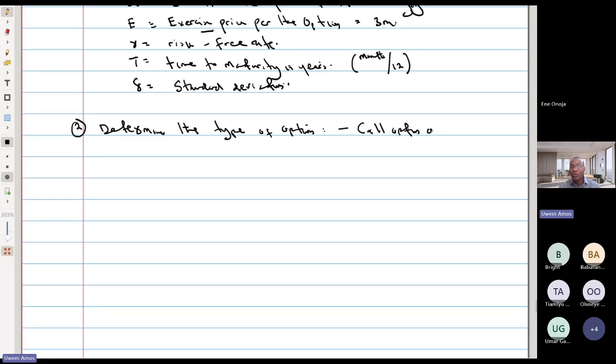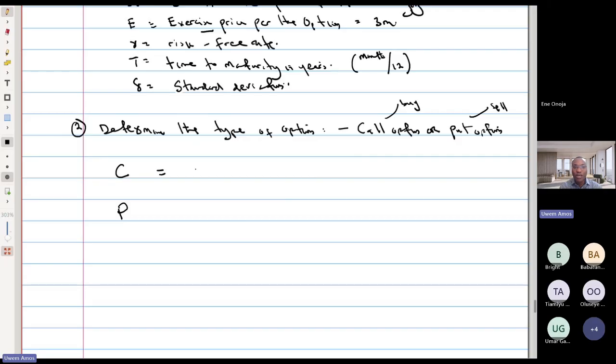which is the right to buy something, or it could be a put option, which is the right to sell something. So if the option you are evaluating is the right to buy something, that would be a call option. And if it is the right to sell something, that would be a put option. If it's a call option, this is the formula. And if it's a put option, this is the formula. So look at the formula for the call option.